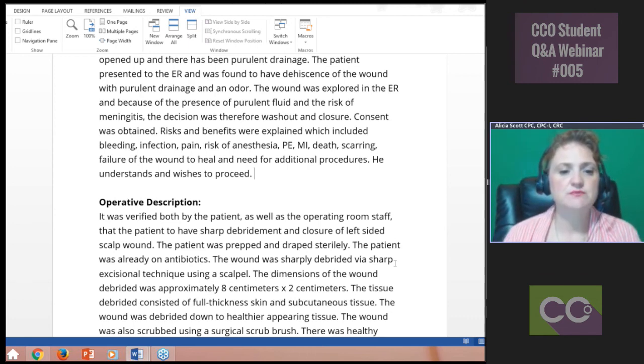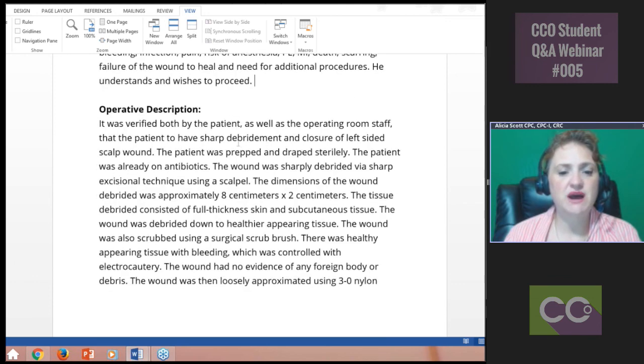Okay, so it was verified by the patient in the operating room that this is what they were going to do. They got to put this verbiage in there now. Because if it's not stated, that means it wasn't done. And you'll notice that sometimes the op reports kind of seem redundant, like they're repeating things.